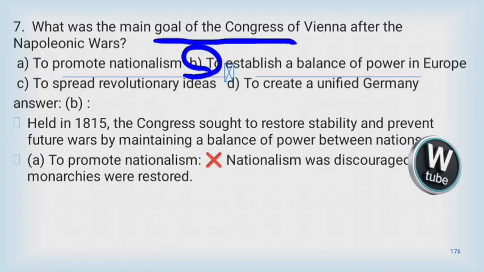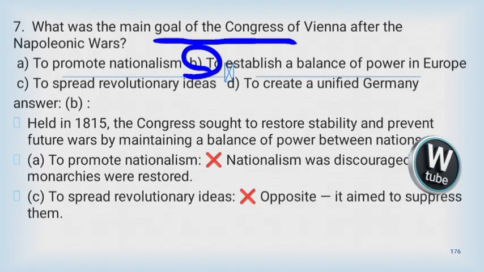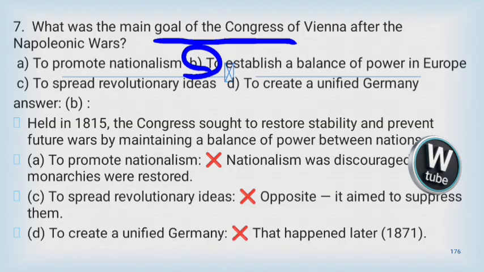A is not the answer because promoting nationalism was discouraged. Why? Because monarchies were restored. Spreading revolutionary ideas was the opposite; the Congress aimed to suppress them. Creating a unified Germany happened later, in 1871. So it is not the answer.